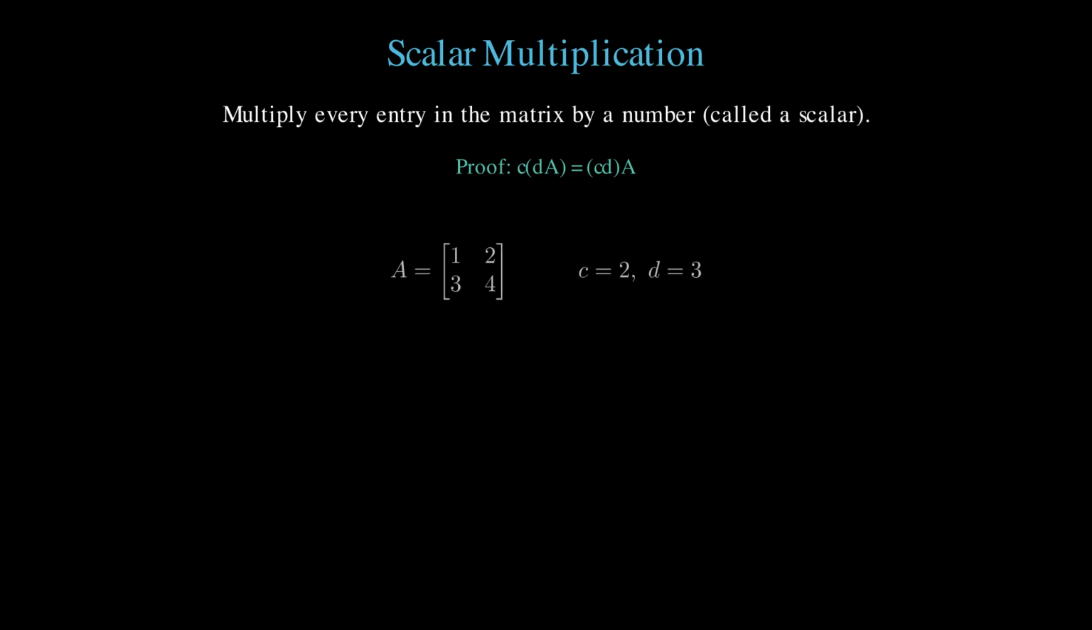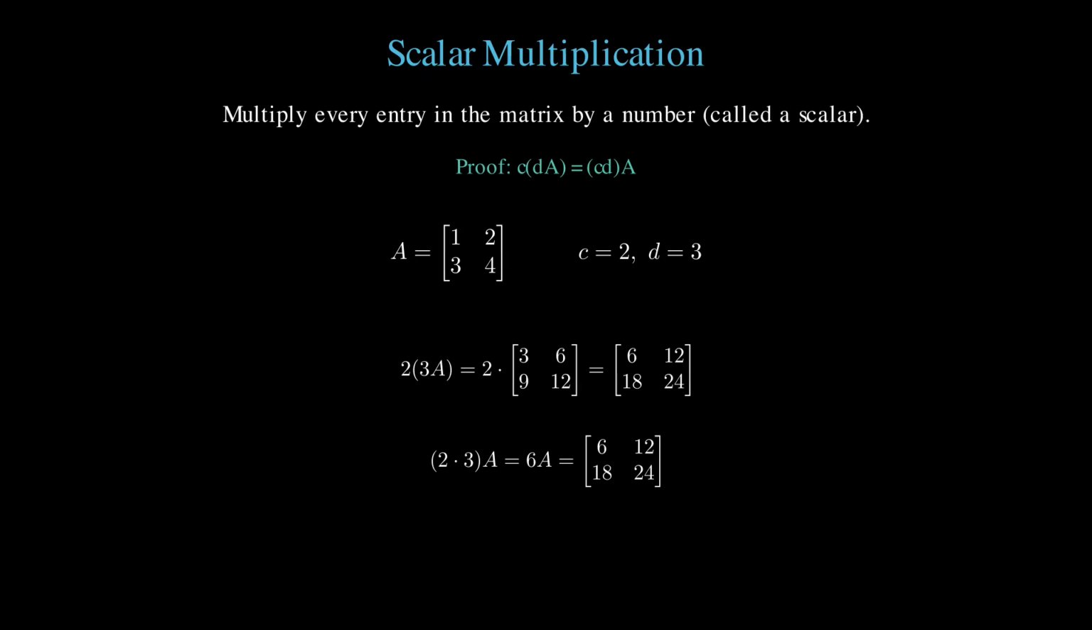Let's prove the associative scalar rule. C times (D times A) equals (CD) times A. Let's take C equals 2 and D equals 3. On the left-hand side, we compute DA first, then multiply by C. On the right, we multiply C and D first, then apply it to A. Both sides give the same matrix, proving the associative rule for scalar multiplication.